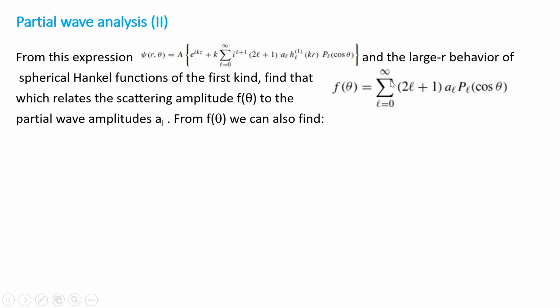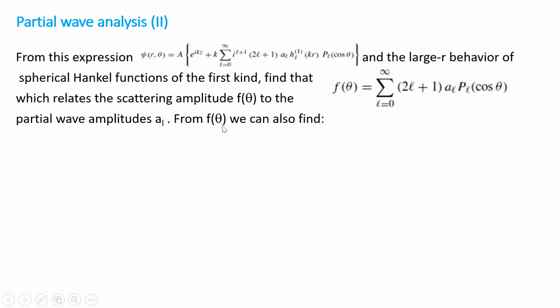And it turns out to be this sum of (2L+1) A_L P_L(cos theta), which is a very nice expression. That's the reason why the people who originated this derivation and approach rewrote this constant the way they did, so they would get this very compact expression for the scattering amplitude. So this relates the scattering amplitude f(theta) to the partial wave amplitudes A_L.